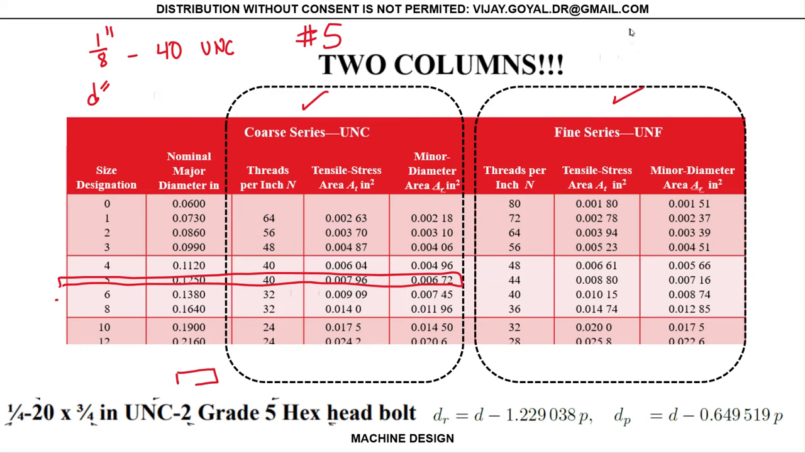Now, what if I gave you the same thing, and I said now this is 44 UNF? Okay, UNF. Oh, this is fine. So then you have to come to this side of the table, and you say, hey, this is right here. So in this case, it would still be number 5, but the properties are different.